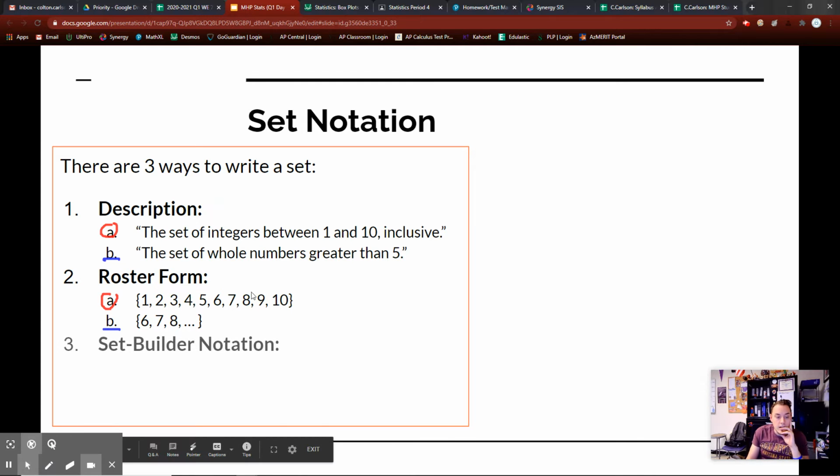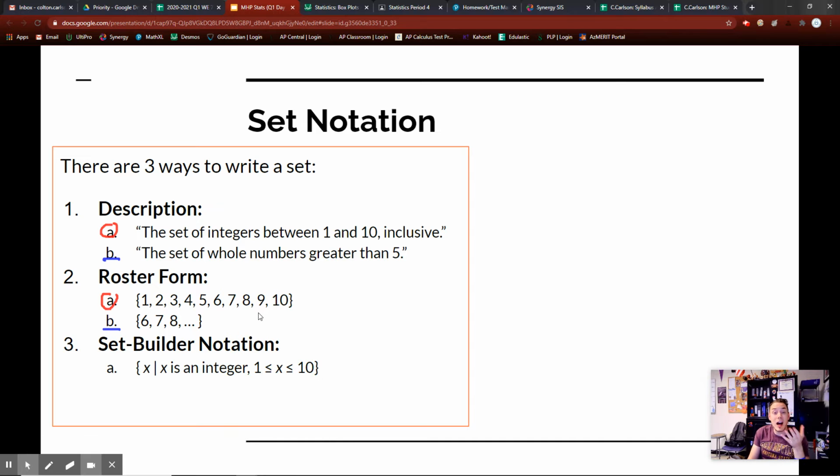Perfect. What is set builder notation? Set builder notation is probably the most complicated one, but it looks a little bit more fancy.